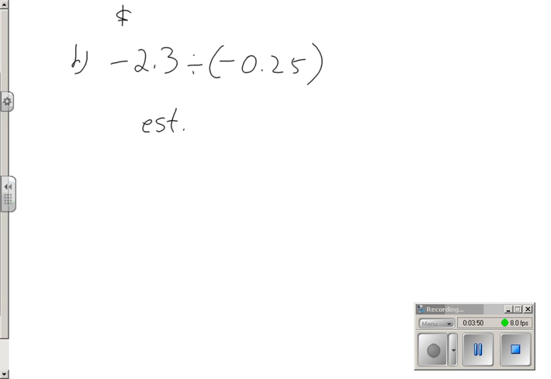Ignoring the negative signs, I'm going to think $2.30 divided into piles of 25 cents. This is the exact same question except using money instead of just rational numbers. How many piles of 25 cents can I make? Well, I know I can make 4 piles from $1. I can make 8 piles from $2. I can make roughly 9 piles if I divide $2.30 into piles of 25 cents. What's a negative divided by a negative? It's a positive. So my estimation is positive 9.